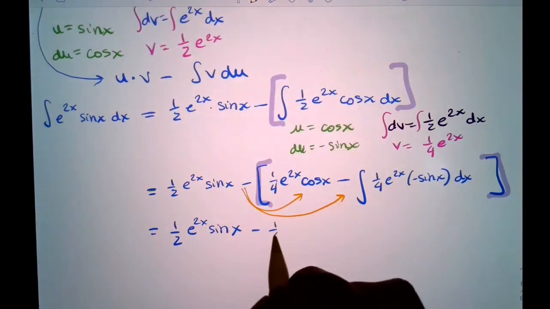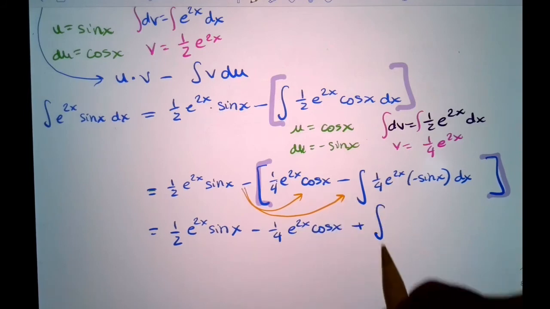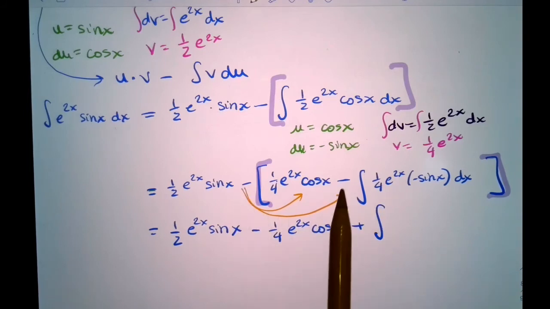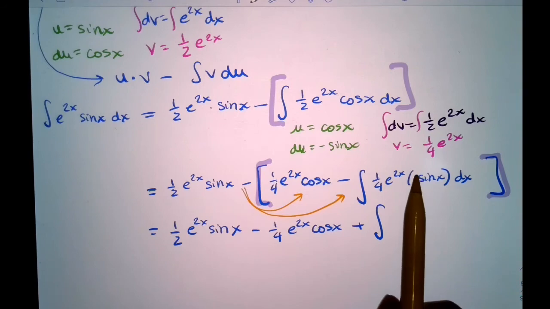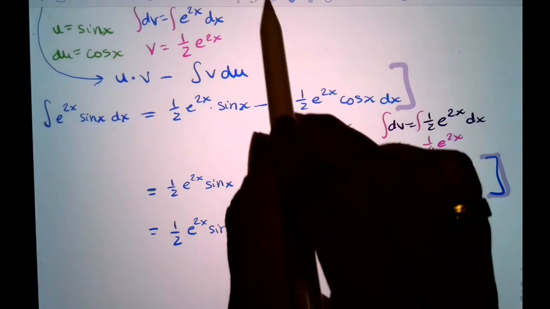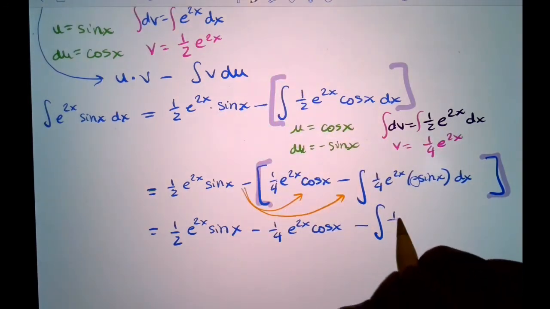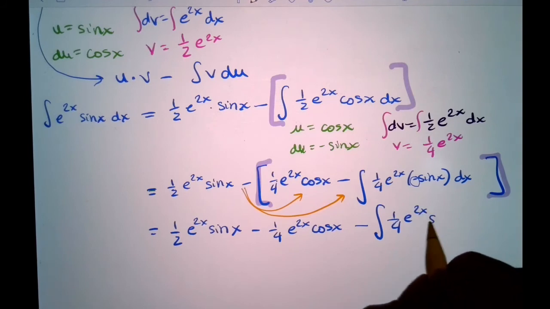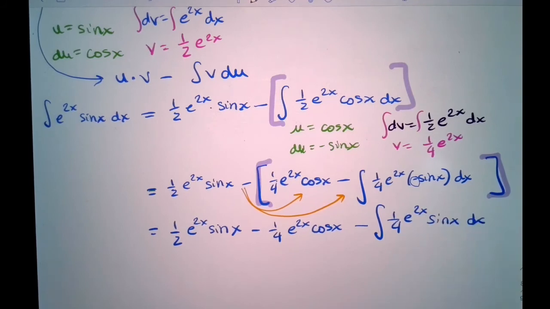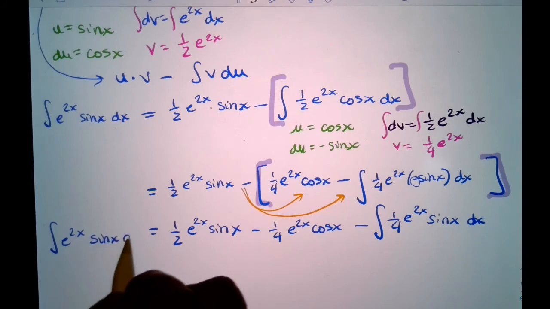Negative 1/4 e to the 2x cosine of x plus the integral. Well, let's see. Minus is plus, but now I have this extra minus in here, so I'm going to go back to a minus. That's a lot of signs. Okay, and I'm going to write 1/4 e to the 2x sine x dx. Okay, now all of this is trying to get the integral of e to the 2x sine x dx.